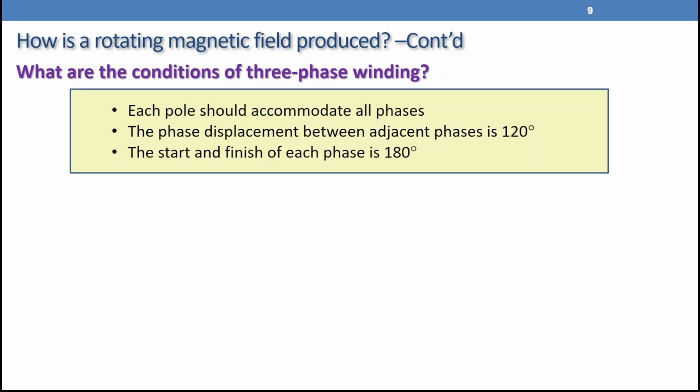Now we answered the question, but actually the answer is not 100% correct. That one is correct only for a two-pole machine. If the number of poles is more than 2, we need to modify some words here. So let's start with the two-pole machine.